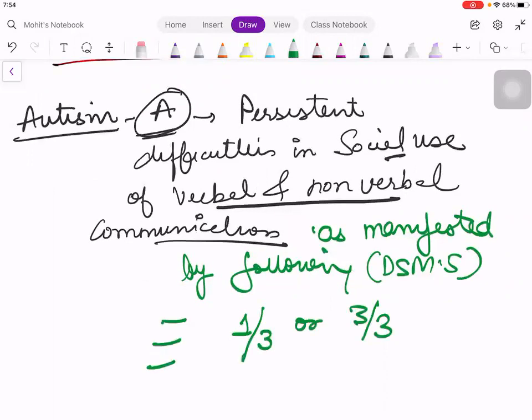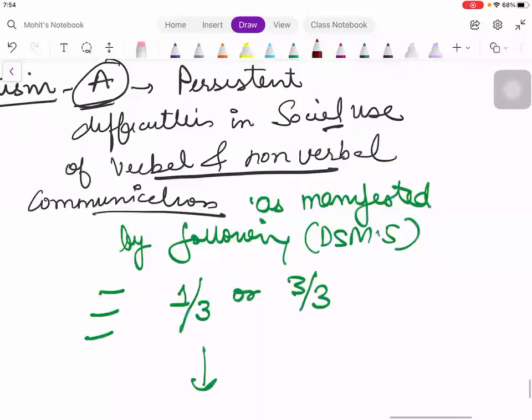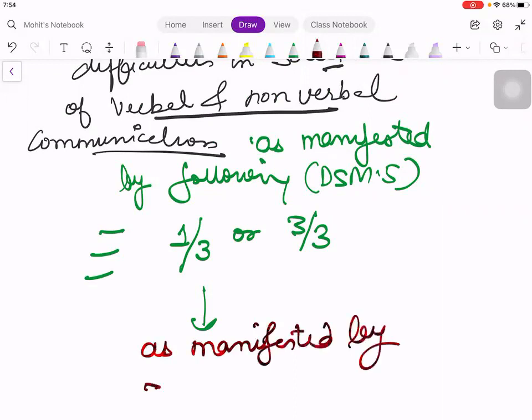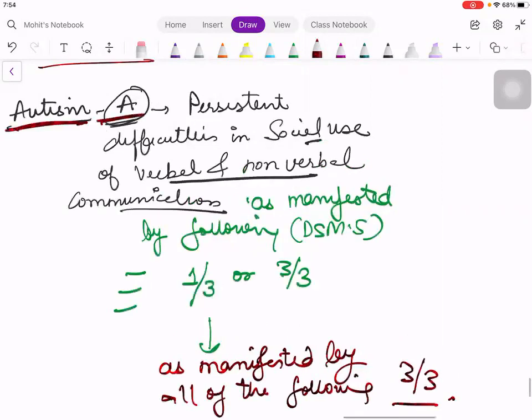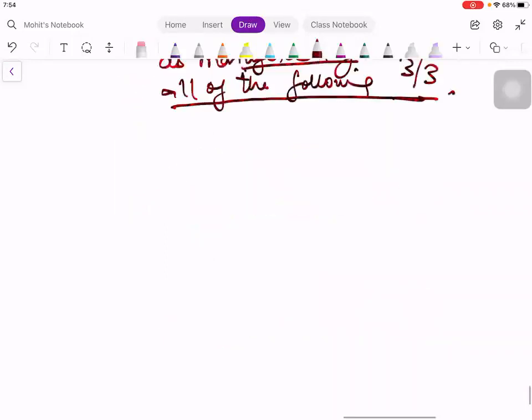So this was the ambiguity in DSM-5, and now the wording has been changed to persistent difficulties in social use of verbal and non-verbal communication as manifested by all of the following, implying that 3 out of the 3 should be present. So in autism criteria A, this is the change. Then the second change is there in the mania course specifier, mild.